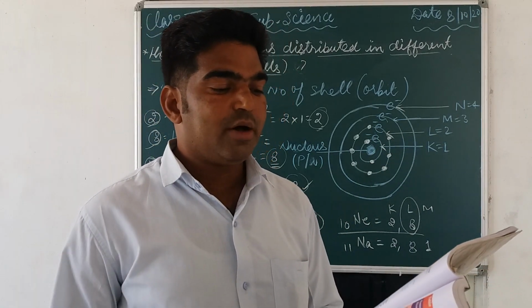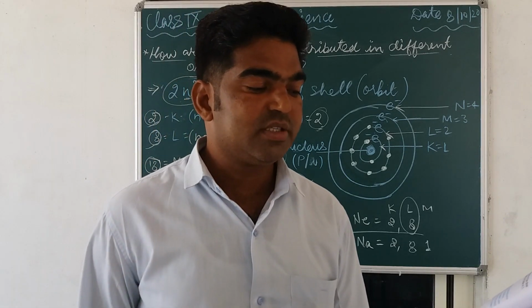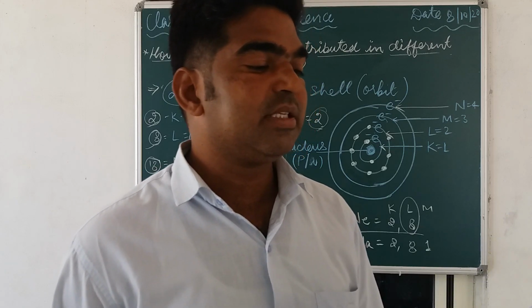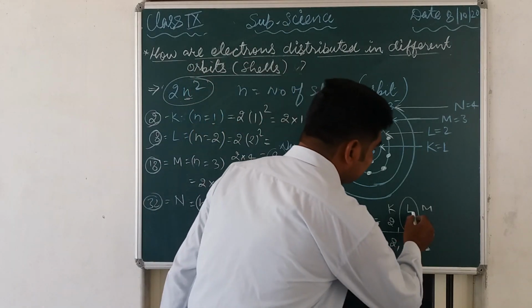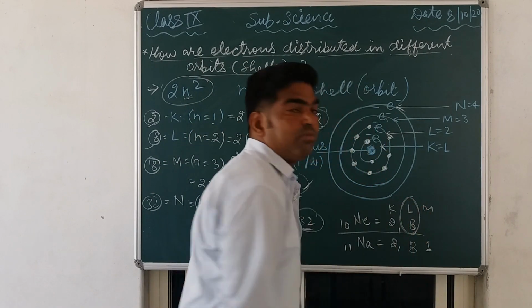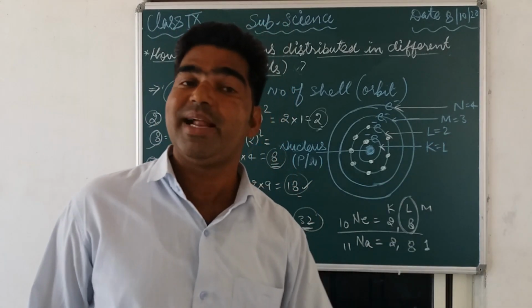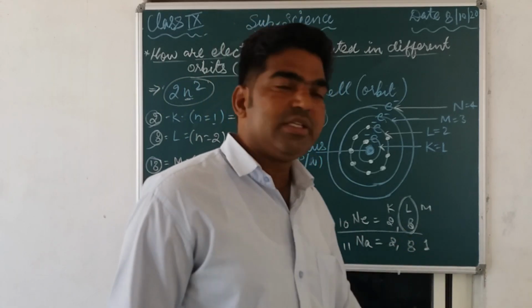We have learnt how the electrons in an atom are arranged in the different shells or orbits. The electrons present in the outermost shell of an atom are known as valence electrons. The number of electrons present in the outermost shell, that is called a valence electron.